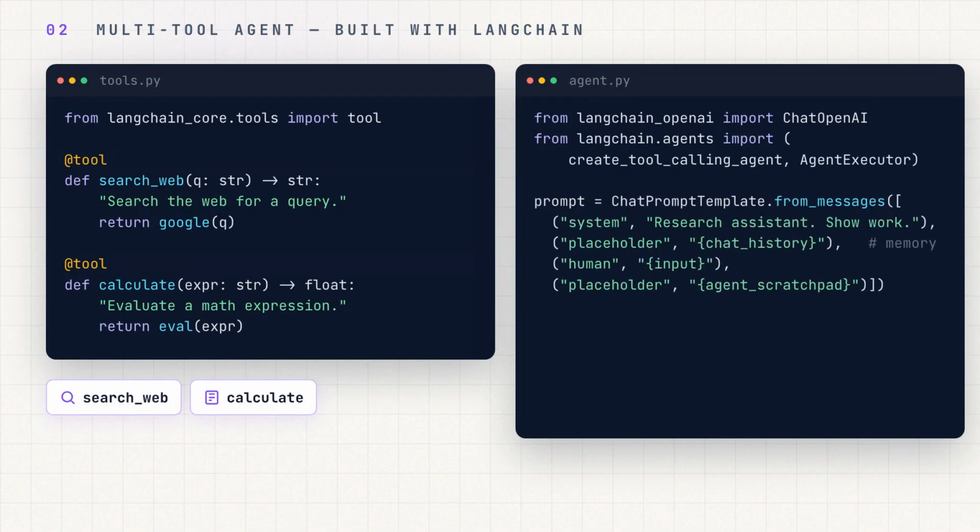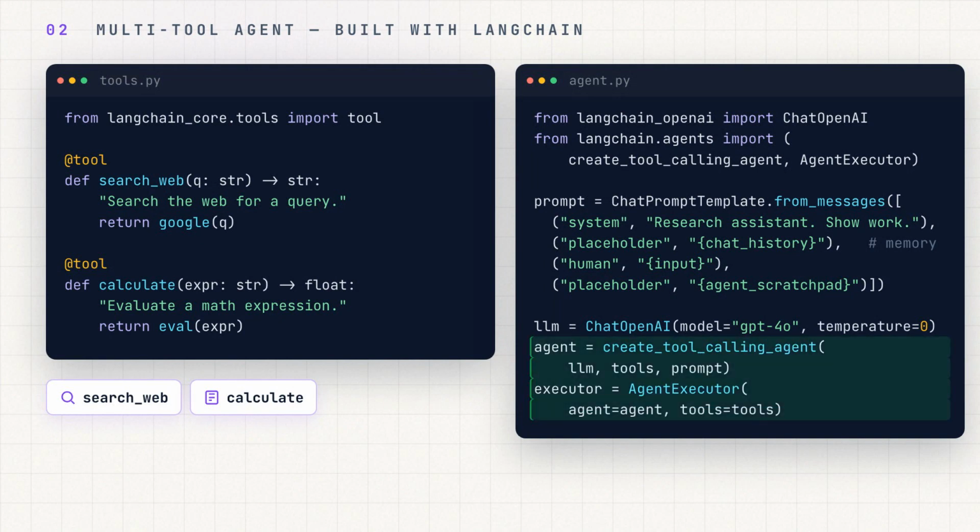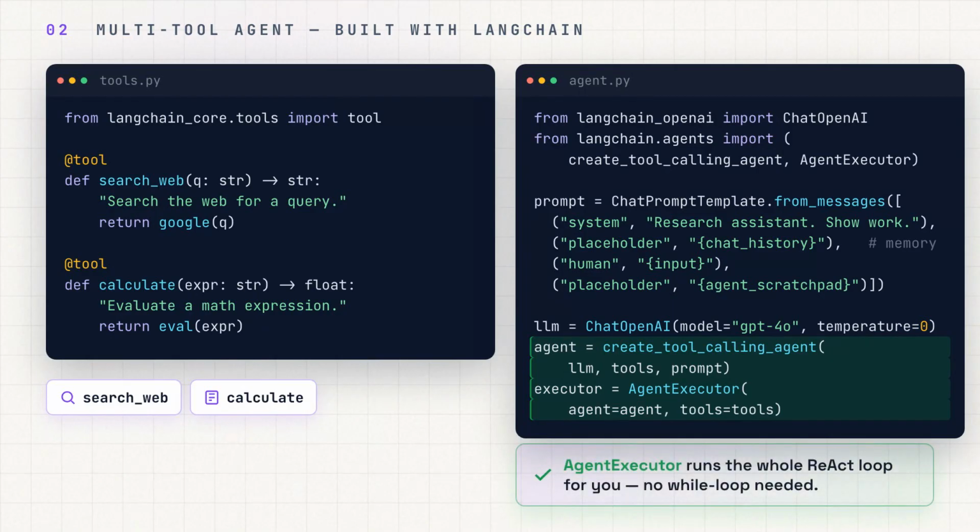Then the prompt template. This is your agent's personality and rules, plus two placeholders, chat history for memory and agent scratchpad, where the agent's step-by-step thinking lives. And here's the payoff. Create tool calling agent wires the model, the tools, and the prompt together. An agent executor runs that entire ReAct loop for you. Notice there's no while loop in sight. Ask it something multi-step, and it'll chain those tools together completely on its own.